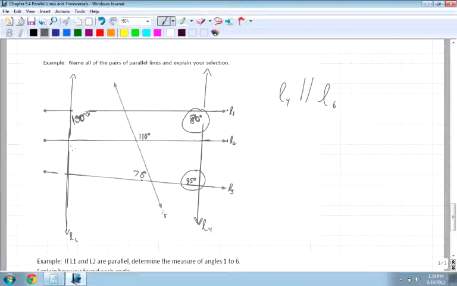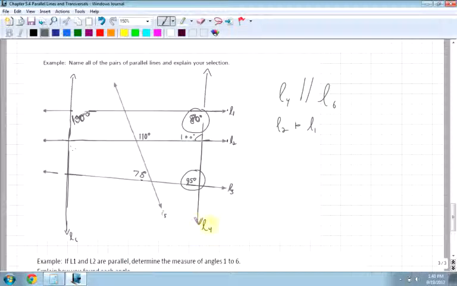Any more? Well, let's say that this angle in here was also 100 degrees, right there. Then I could say that line 2 and line 1 are also parallel, because they have interior angles on the same side that are supplementary. What about line 4 and line 5?